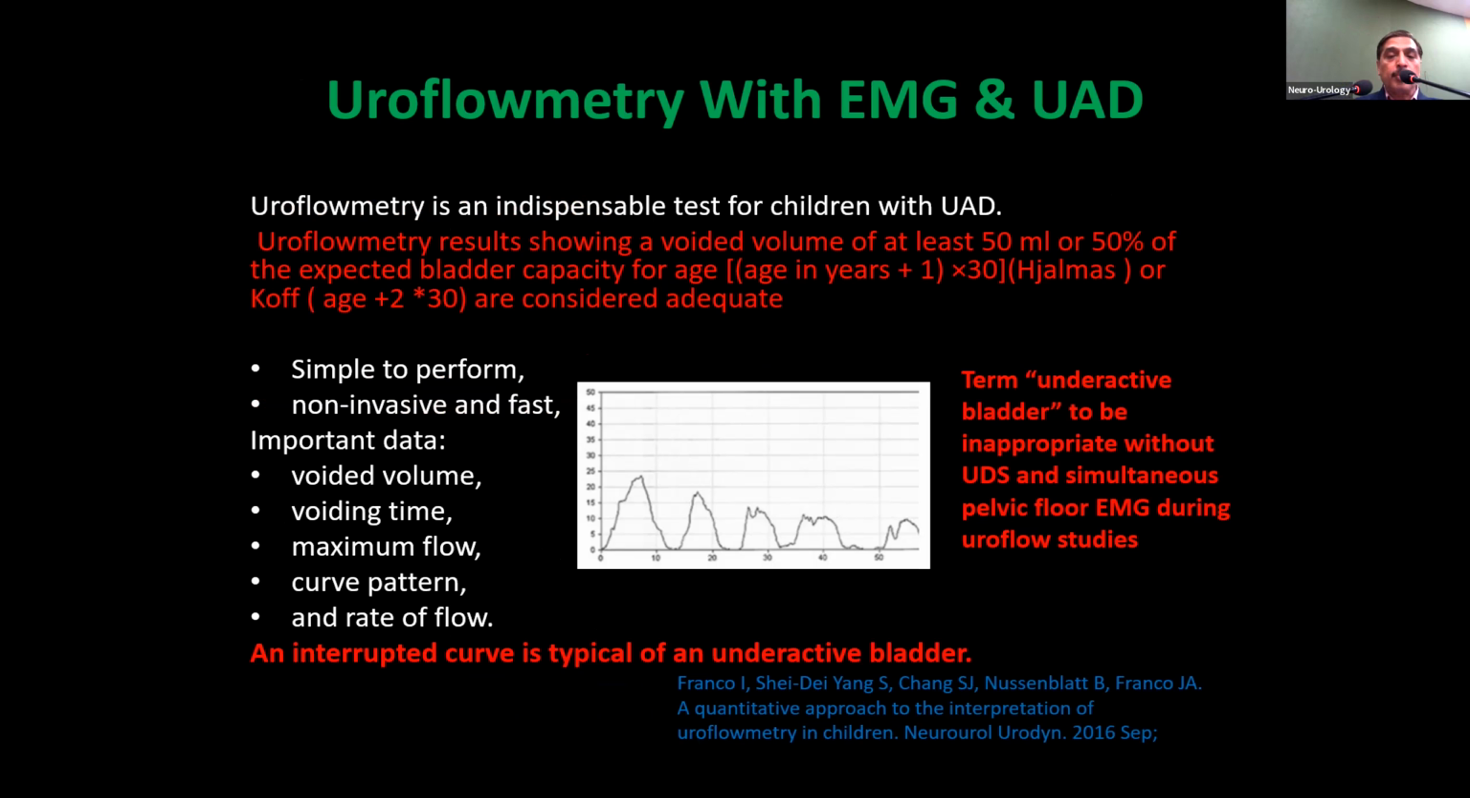Uroflowmetry, preferably with EMG: results showing a voided volume of at least 50 ml or 50% of the expected bladder capacity for age. I use these two equations: expected capacity in ml is age in years plus 1, into 30, or the KUB formula, which I have used for long, that is age plus 2, into 30; both are considered adequate. The KUB formula gives a little more room for the high bladder capacity compared to the first one. We all know it is very simple to perform.